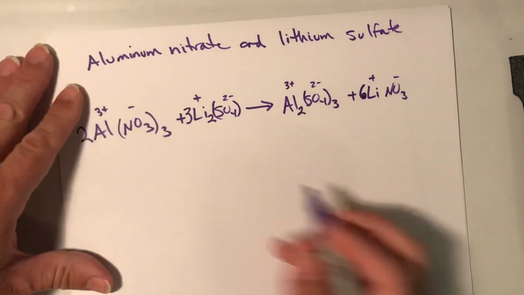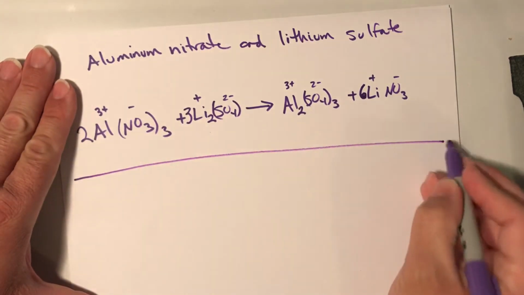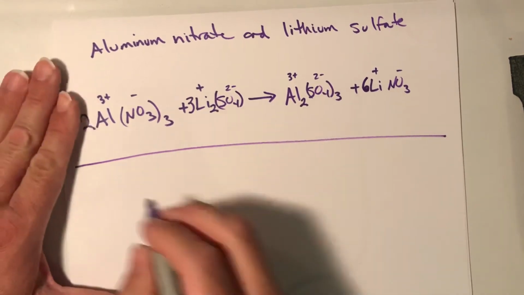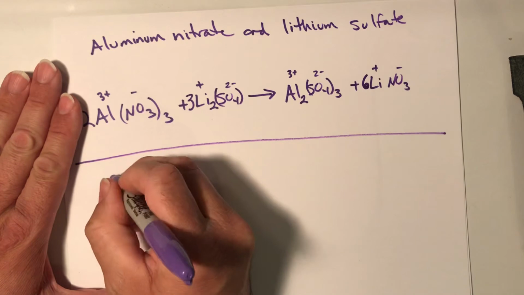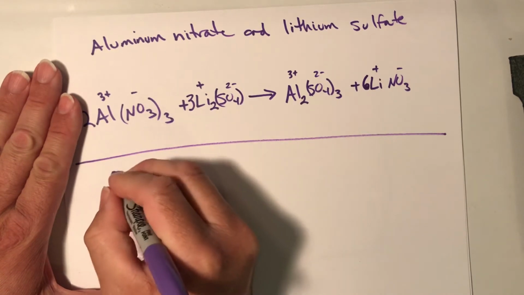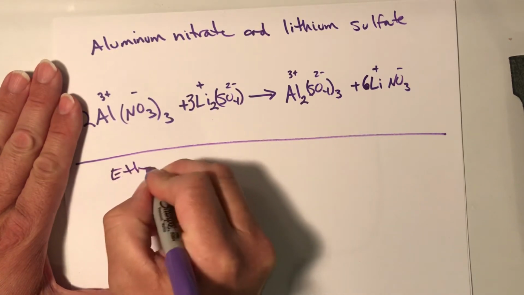Hooray. All right, the second example we're going to look at is what's known as a combustion reaction. Combustion is a fancy name for the reaction between a compound and oxygen. In this case, we're going to use ethane.